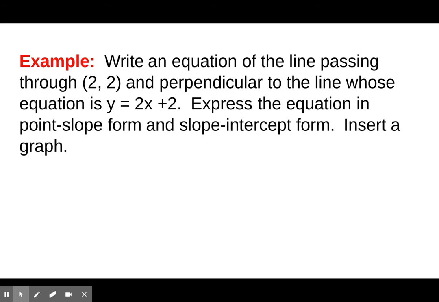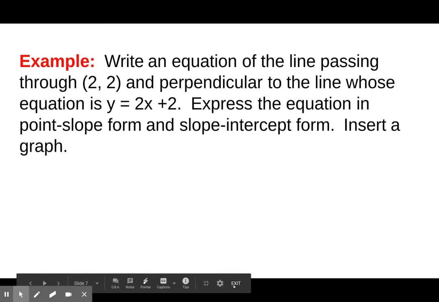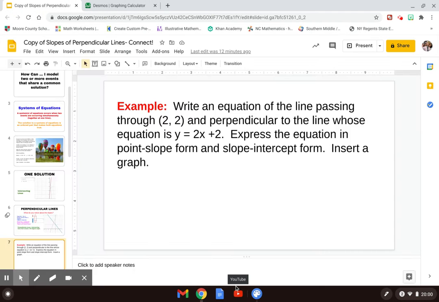So here we go. Let's look at our examples for today. Our first example is to write an equation of the line passing through (2, 2) and perpendicular to the line whose equation is y equals 2x plus 2, and express the equation in point slope form and slope intercept form and insert a graph.